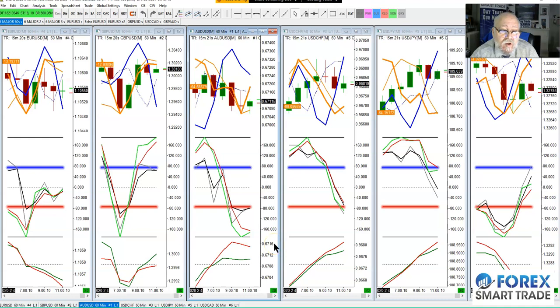Australian US dollar, they're below. The minors have started to point up and double cross. The majors haven't got there yet. They're sideways and they haven't double crossed.